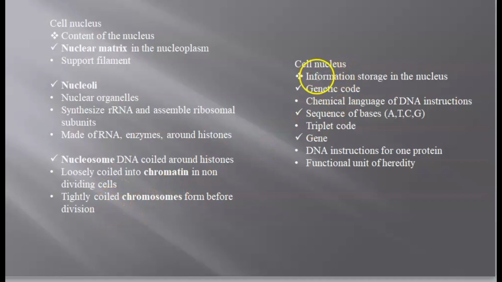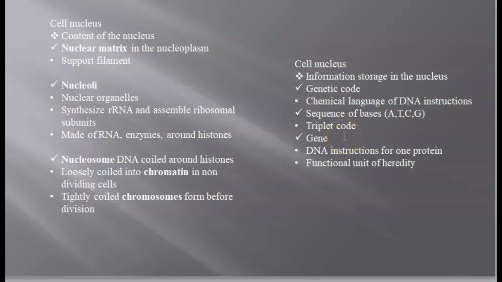Then this one we can explain the function better: the cell nucleus and the information storage in the nucleus. This is the major function of the nucleus in the cell. This information storage in the nucleus is in the form of a genetic code. And this genetic code is the chemical language of the DNA instruction. This code is being used to give instructions, and the code is made up of a sequence of bases, which we refer to as A, T, C, and G.